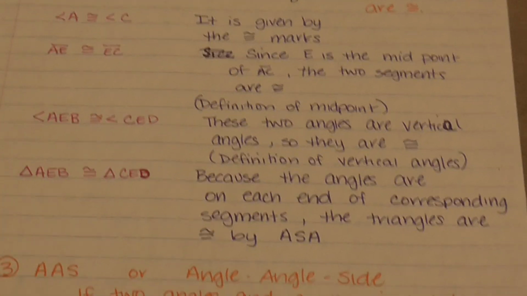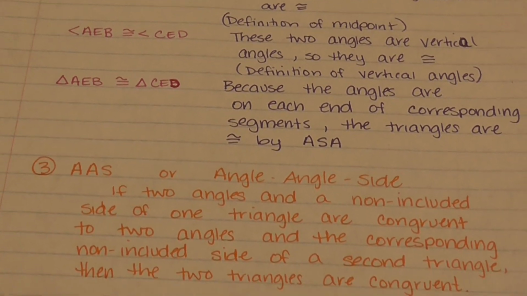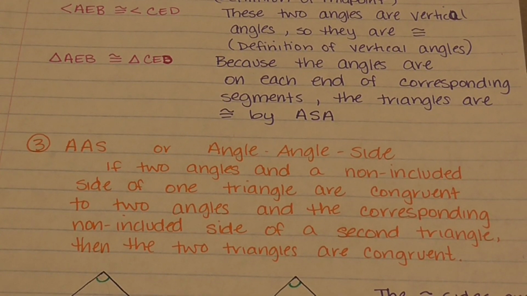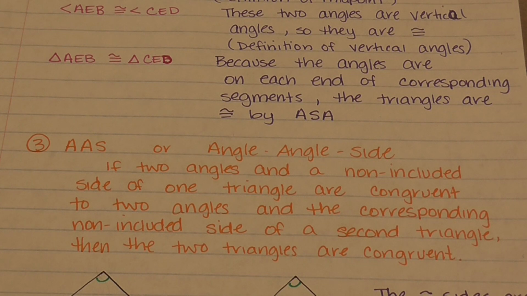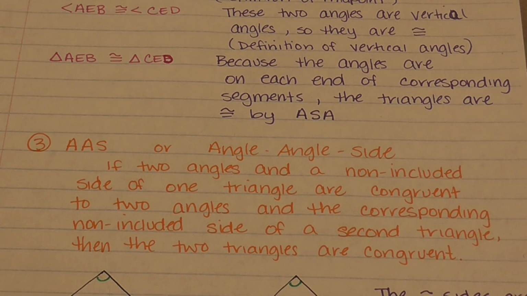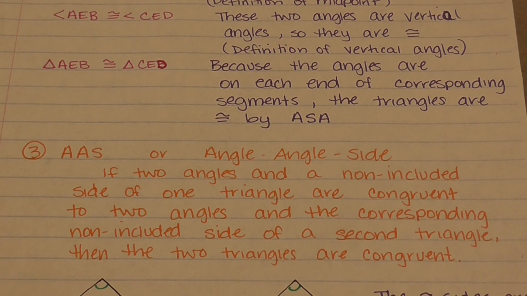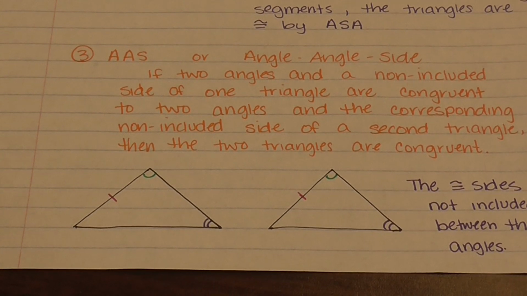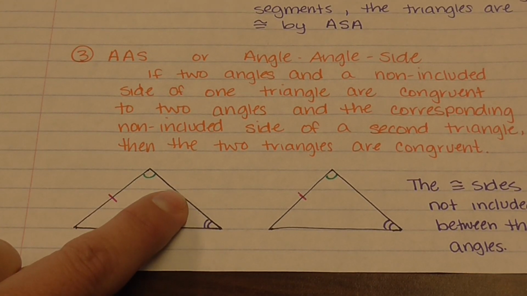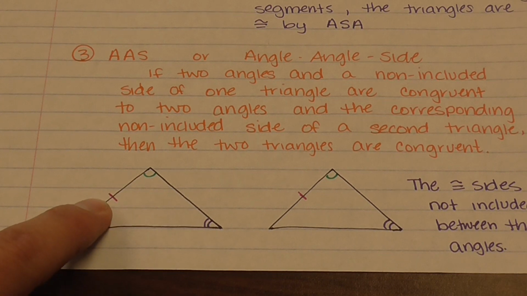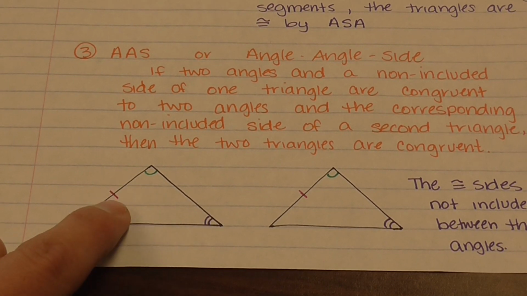The next one is angle, angle, side. If two angles and the non-included side of one triangle are congruent to two angles and the corresponding non-included side of the second triangle, then the two triangles are congruent. So if you've got two angles and the corresponding sides, then it's congruent. And it looks like this. So it's not included. So the included side would be over here. This one's not included. Angle, angle, side.